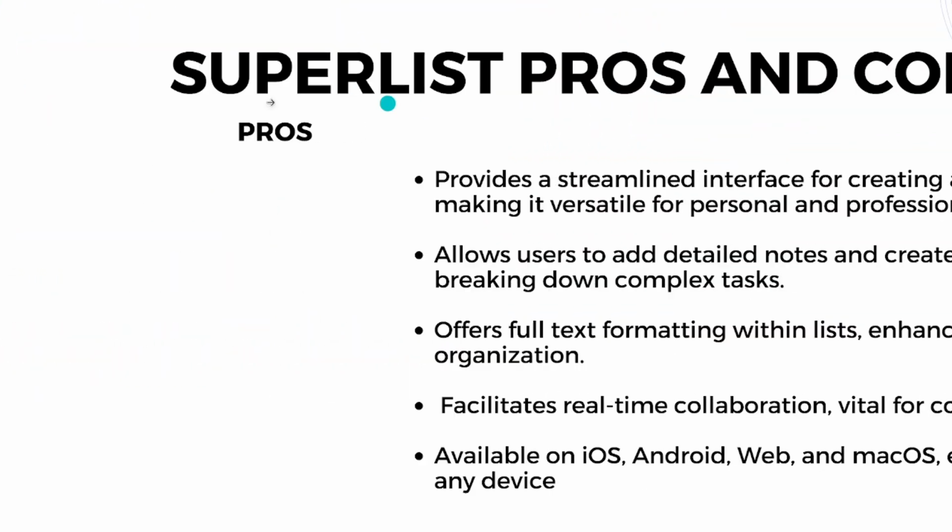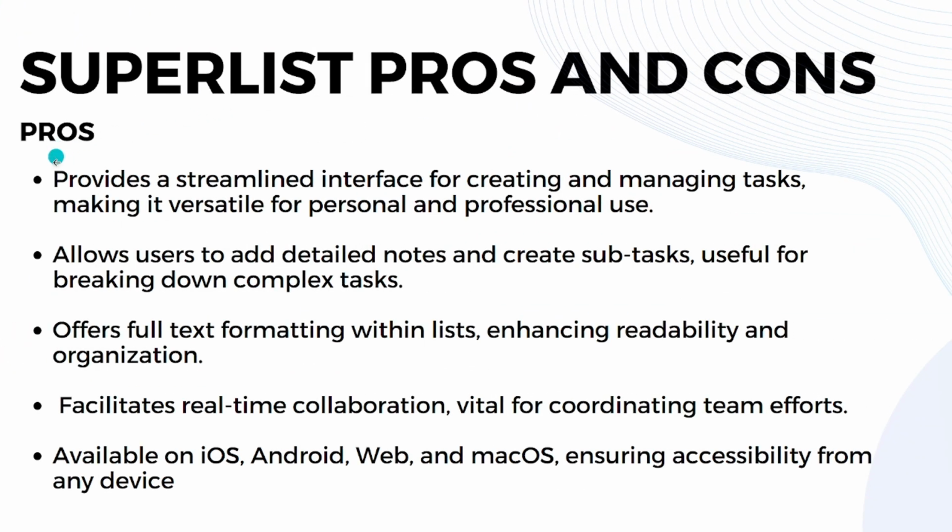So when it comes to Superlist pros and cons, when it comes to pros, Superlist provides a streamlined interface for creating and managing tasks, making it versatile for personal and professional use. They allow users to add detailed notes and create subtasks, useful for breaking down complex tasks. They offer full text formatting within lists, enhancing readability and organization. They facilitate real-time collaboration, vital for coordinating team efforts. And lastly, they are available on iOS, Android, Web, and macOS, ensuring accessibility from any device.